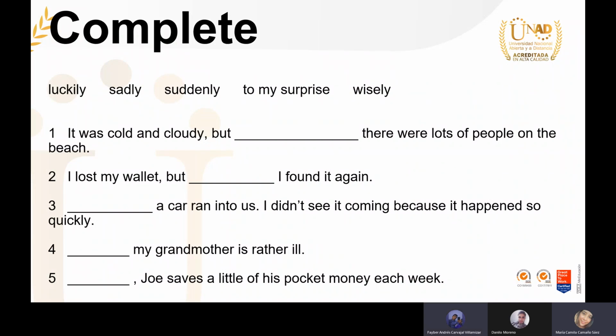The word wisely, I don't know, teacher. Remember, wise is an adjective that describes an intelligent person, like in Spanish, una persona sabia. And when you add L and Y, it is an adverb, and sabiamente sería la traducción. Wisely, sabiamente.